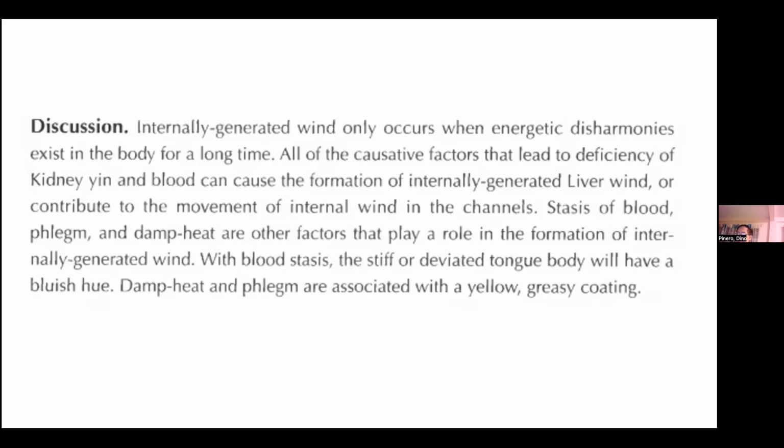or contribute to the movement of internal wind in the channels. Stasis of blood, phlegm, and damp heat are other factors that play a role in the formation of internally generated wind. With blood stasis, the stiff or deviated tongue body will have a bluish hue. Damp heat and phlegm are associated with a yellow greasy coating.